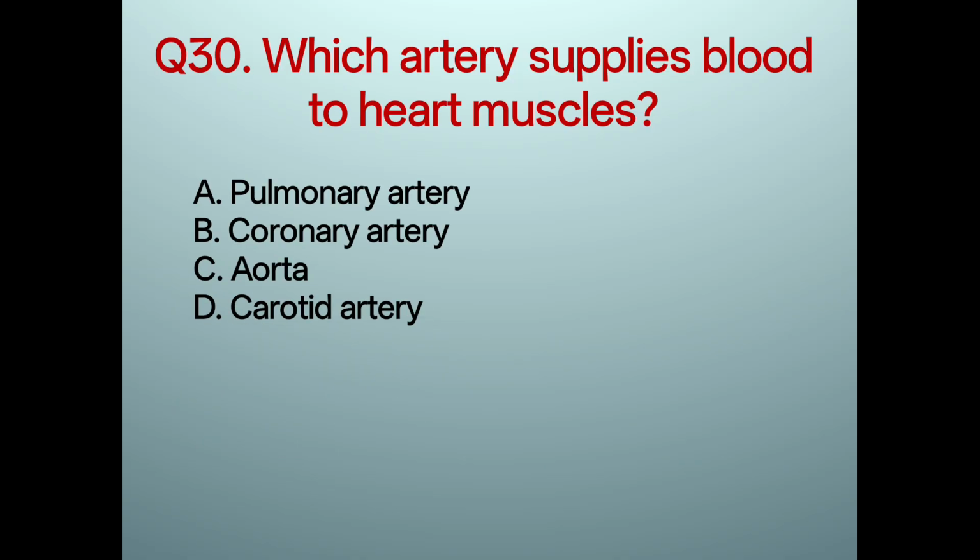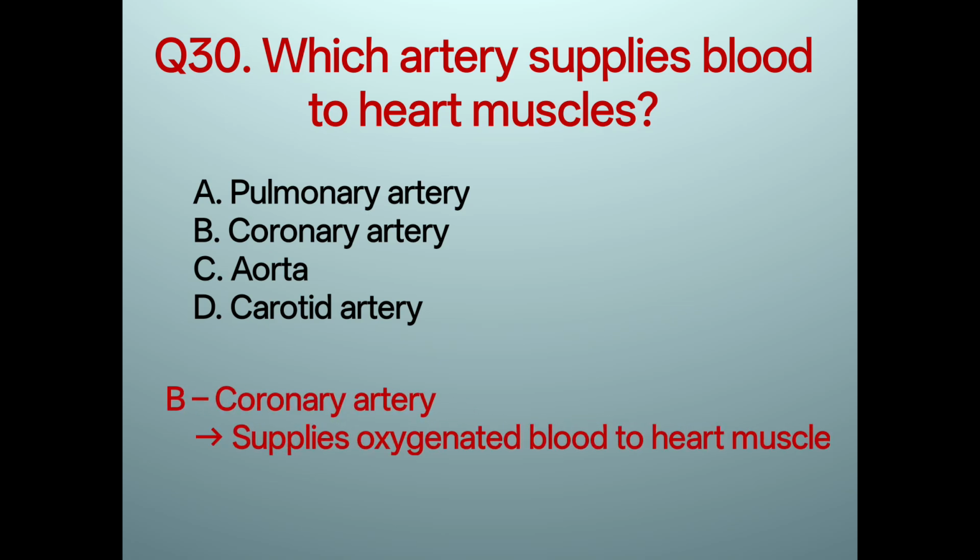30th. Which artery supplies blood to heart muscles? Pulmonary artery, coronary artery, aorta, and carotid artery. The correct answer is coronary artery, supplies oxygenated blood to cardiac muscle, meaning heart muscle.